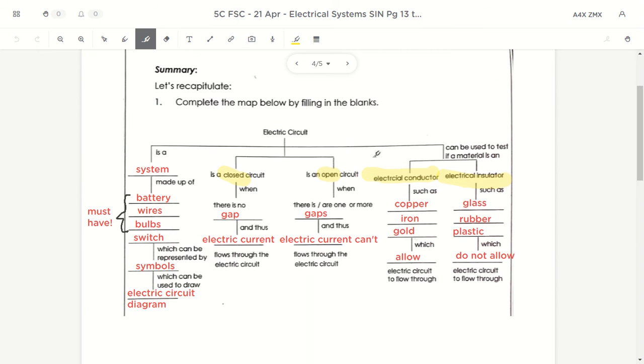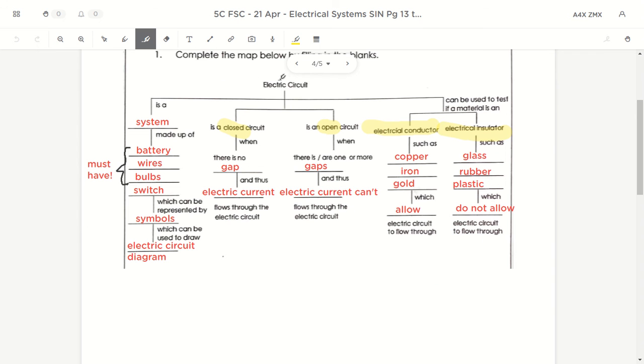Okay, so this part is just a summary of what we have learned so far. So electrical circuits are systems. Why? Because they have battery, wires, bulbs, and switch. These are different parts of the system. However, for it to be working, there must at least be battery, wires, and bulbs.